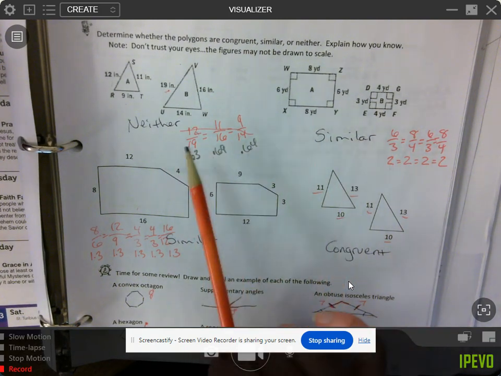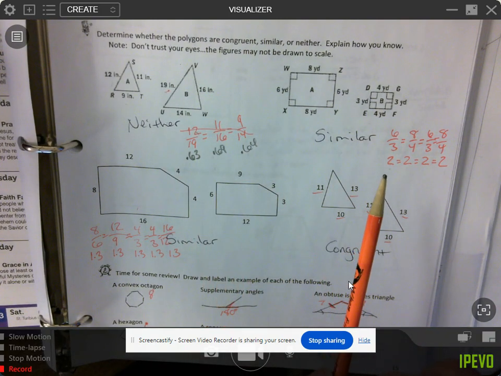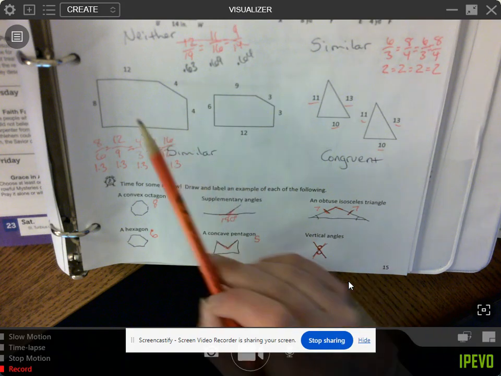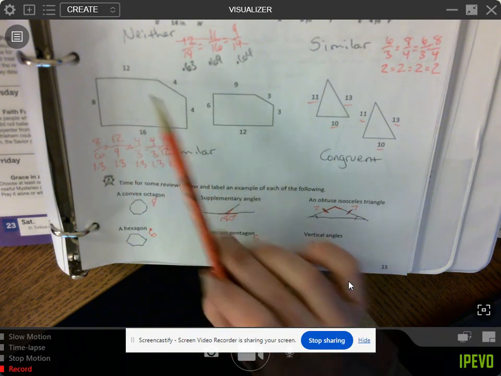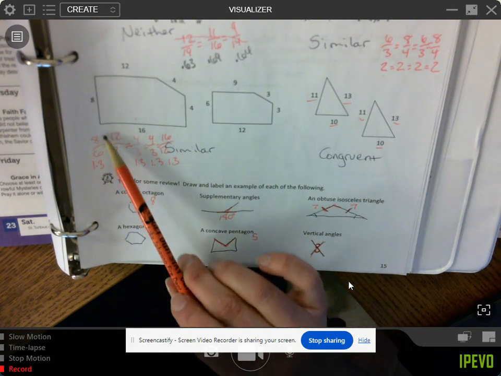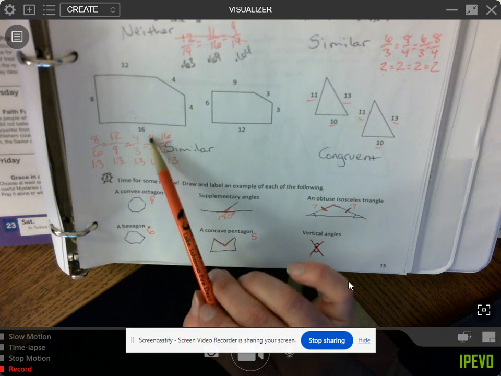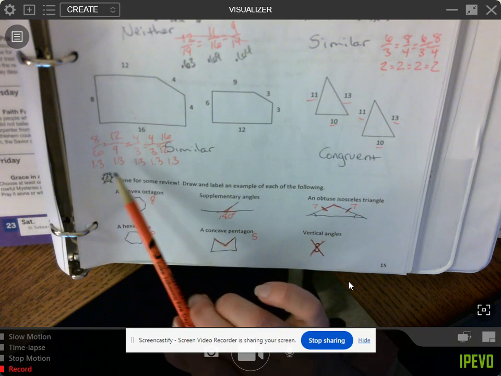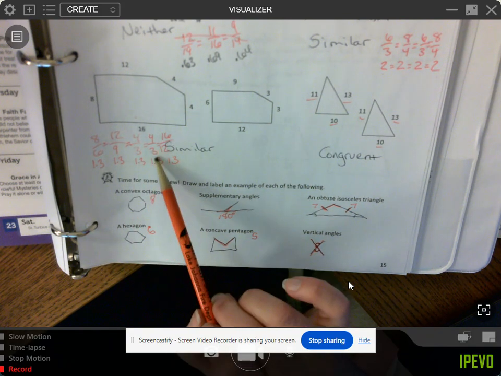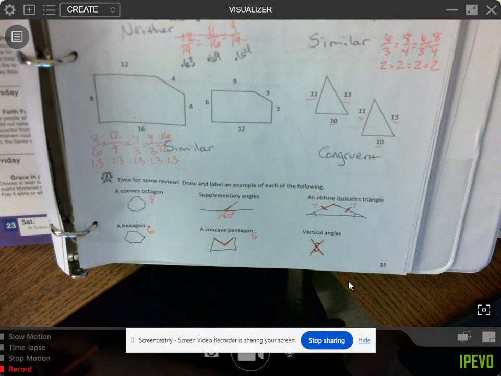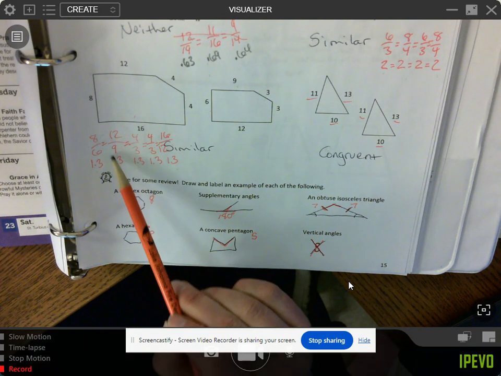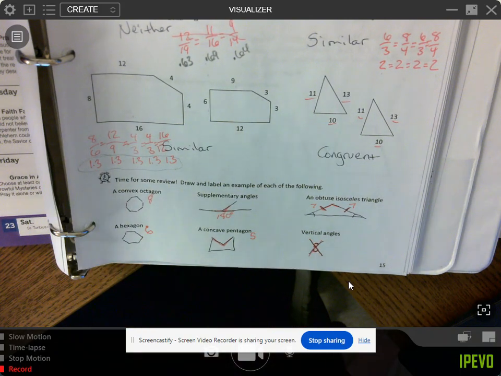Do those top two make sense? Yes? Okay. Next one, 8 over 6, 12 over 9, 4 over 3, 4 over 3, 16 over 12. When I divide the top by the bottom for each of those sides matching up, they all get 1.3. So because they divide down to the same number, it is a similar shape. That's how you prove, yes, I know that these are similar, because I get the same number when I divide the top by the bottom.